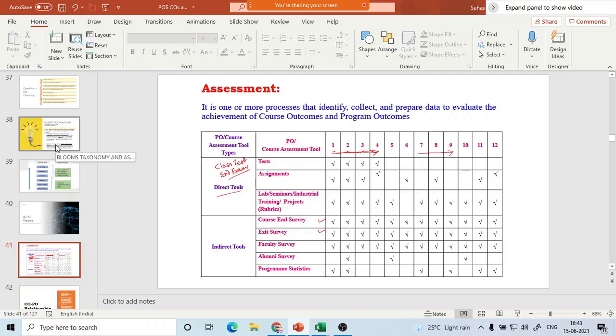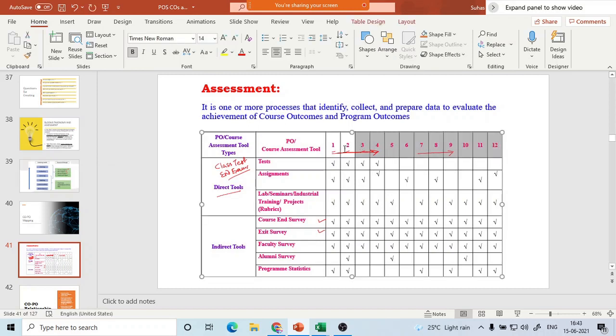Okay, it is not expected that you should reach 10 all the time, but you need to give the reasoning for that. That's what criteria number 7 is there. Criteria number 7 is typically used to check whether you have achieved all these 12 POs. If not, then create an action for it, an action taken report. Why is this action taken report expected?